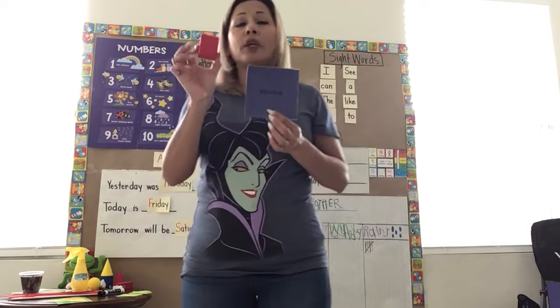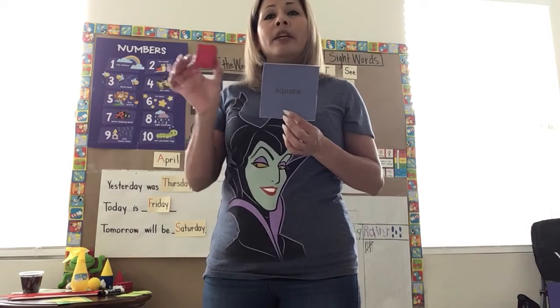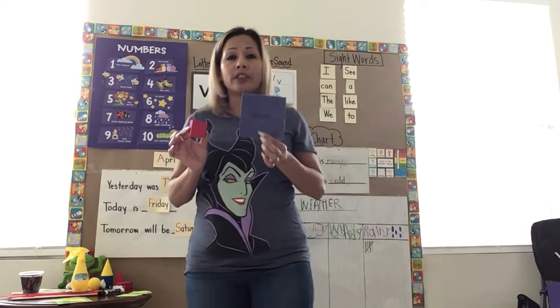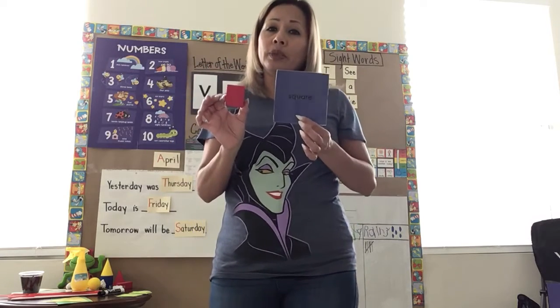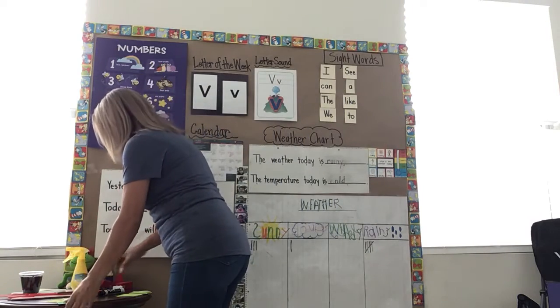So say it with me. Cube. Again, cube. Last time, cube. So the square is a flat shape and the cube is our solid shape.